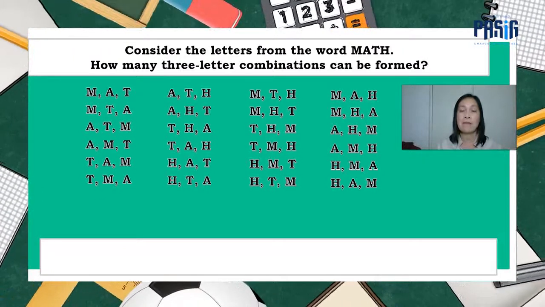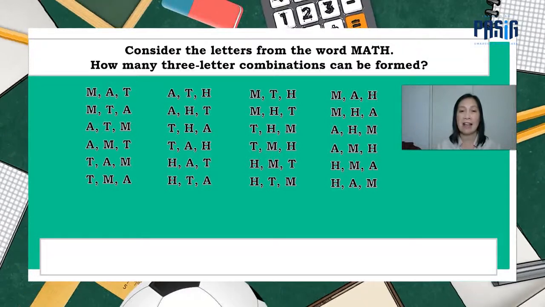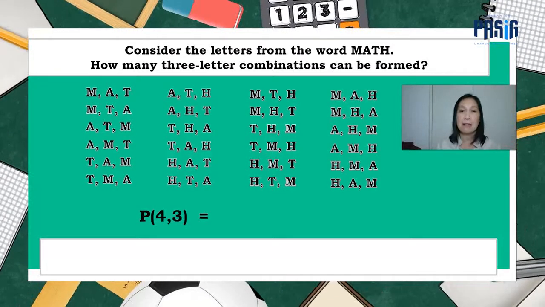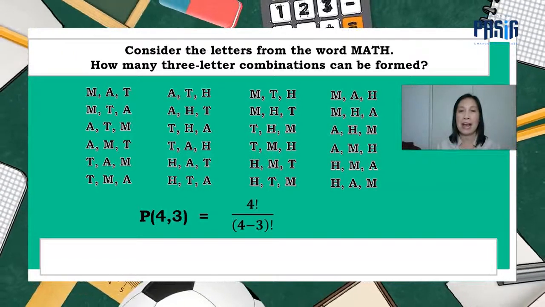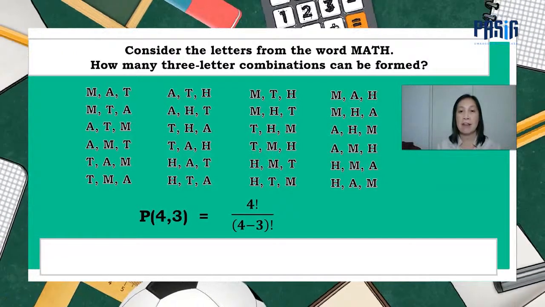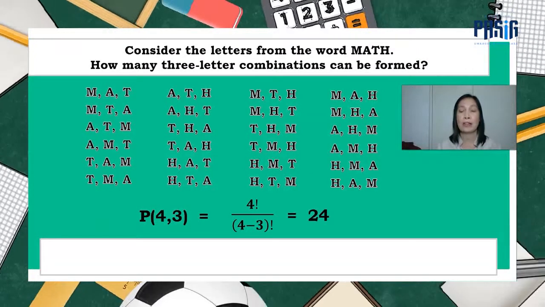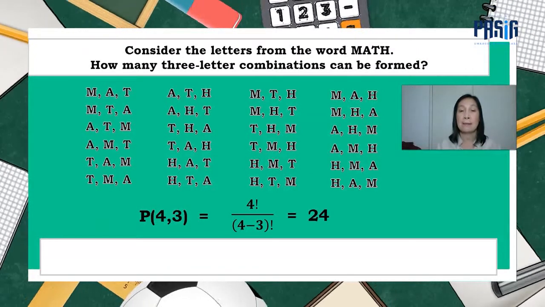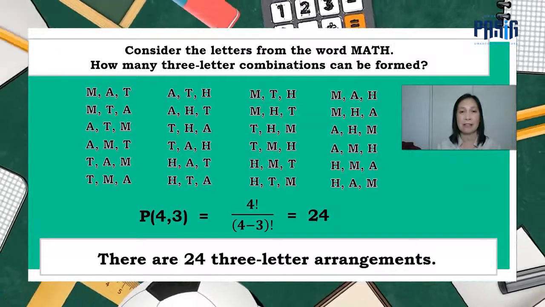Remember that the number of arrangements that can be formed from 4 letters taken 3 at a time is denoted by this permutation notation. Following the permutation formula, we have 4 factorial divided by 4 minus 3 factorial, which is equal to 24. So, in permutation, there are 24 3-letter arrangements.